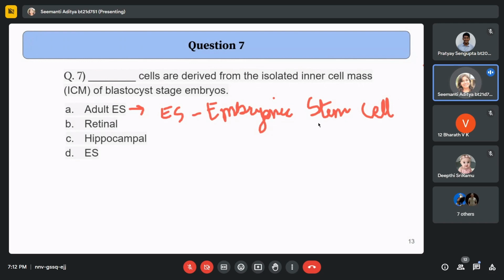So yes, the correct answer for this is option D, the embryonic stem cells. These are derived from the isolated inner cell mass of the blastocyst stage embryos. The other cells are not derived from the inner cell mass of the blastocyst stage embryo. So the inner cell mass gives the embryonic stem cells. So the correct option is option D. So with that, that is the end of this course.